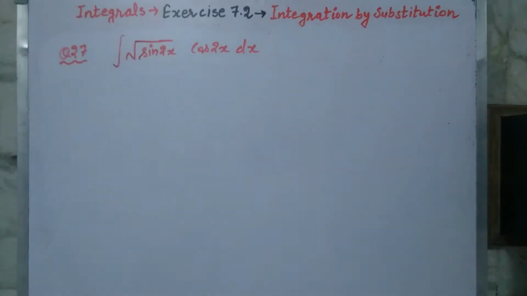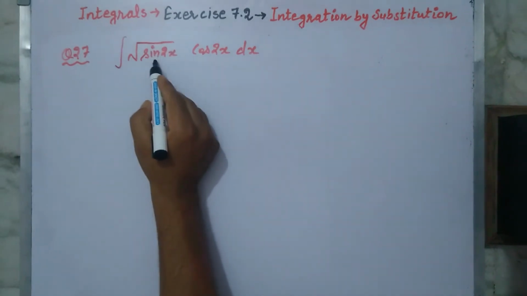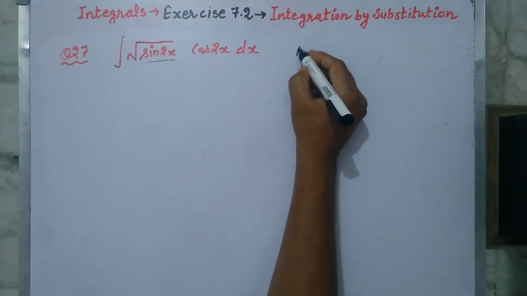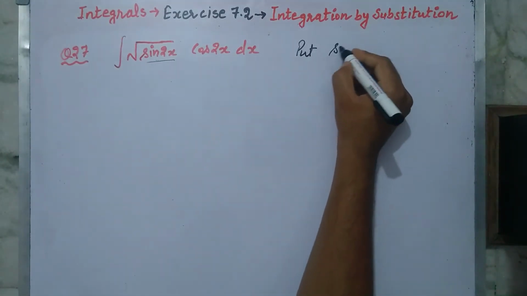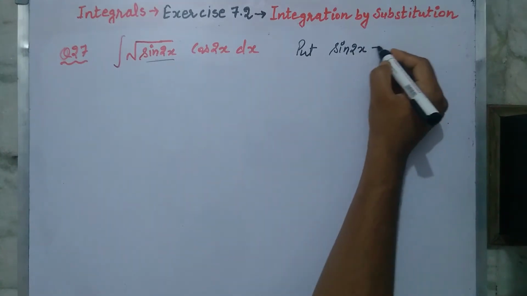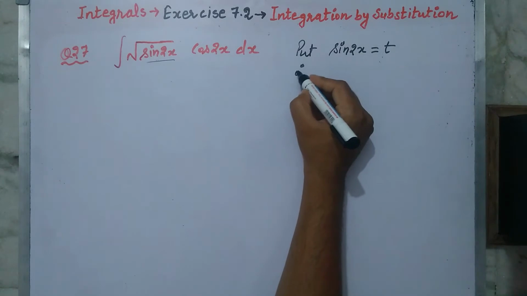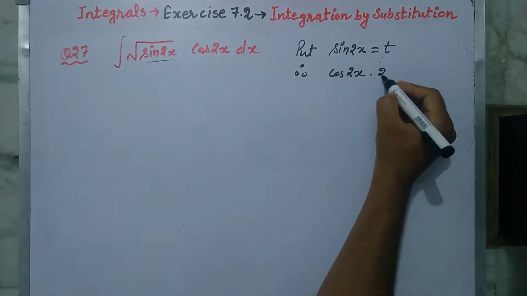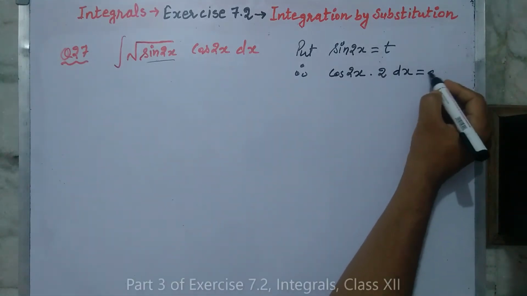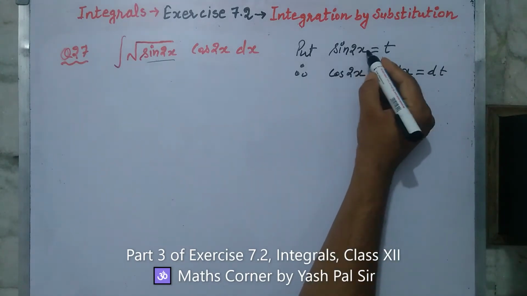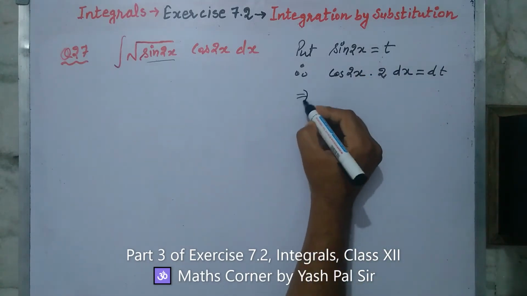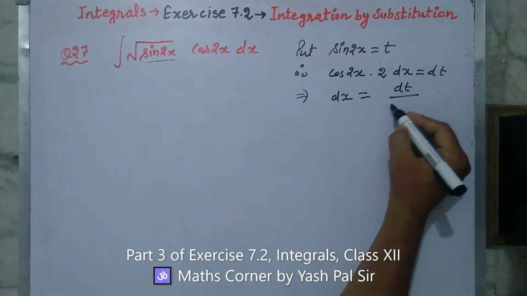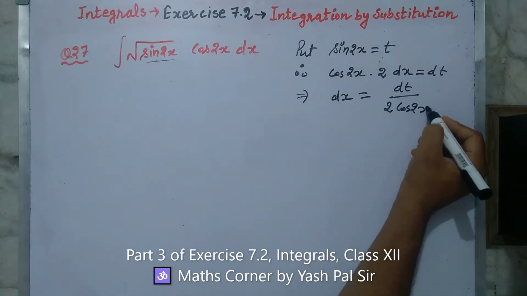Our next question is question number 27, integral of square root of sin 2x cos 2x dx. So first of all, we take this term, that is we put sin 2x equal to t. Therefore its derivative, cos 2x into 2 into dx, is equal to dt. This 2 is because the derivative of 2x is 2, so that means we can put dx equal to dt upon 2 cos 2x.